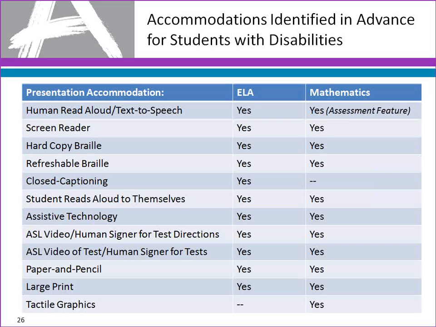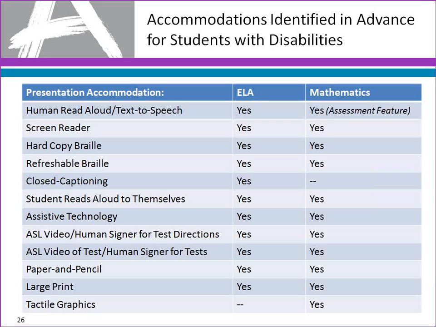Closed captioning for the hearing impaired is for the videos we have for the ELA portion, for students who are deaf or hard of hearing. A student reads aloud to themselves. Some students need to do that in order to comprehend their text better, which is fine. This would be for students who use a whisper phone. Most often they'll use whisper phones. And they would likely also need to be in a separate setting, so they're not disturbing other students.